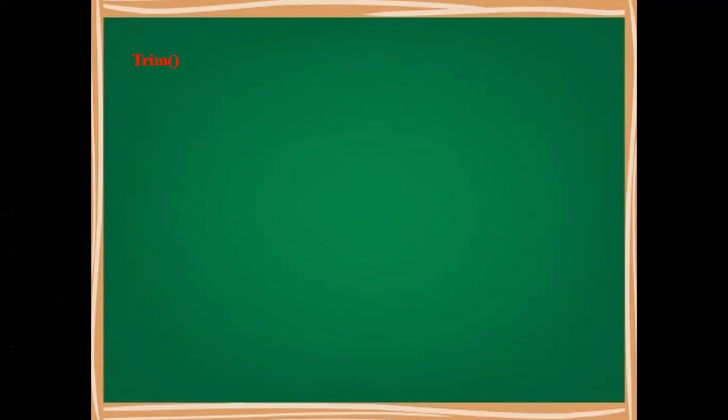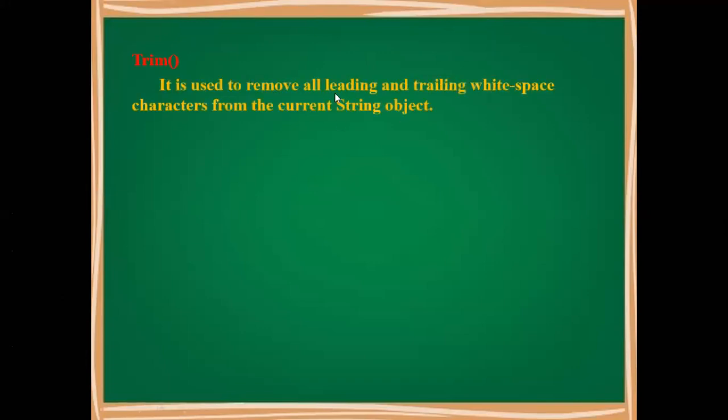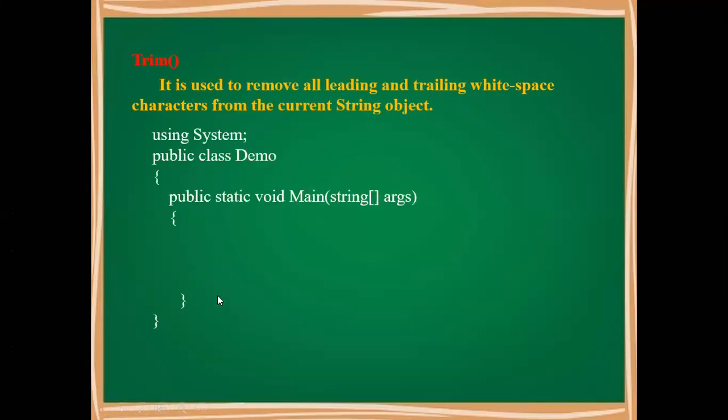So what is the middle of the string? What I am trying to say here is, the first letter of the string is where it starts, and then the last letter of the string is where it ends. Within that, if there is a space, that will not be touched, that will not be trimmed. But whenever the string starts, before that, and whenever the string ends with some particular letter, after that, whatever empty spaces there are will be removed. So it is used to remove all the leading and trailing void space characters from the current string object.